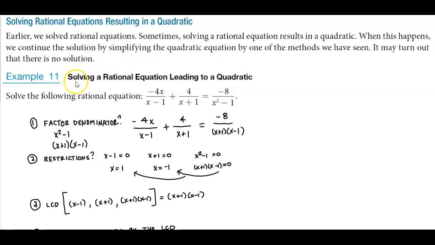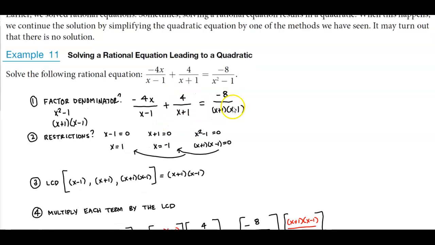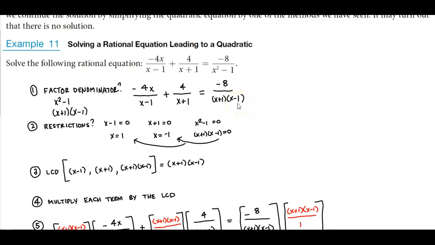For example number 11, we're solving a rational equation leading to a quadratic. Solve the following rational equation: negative 4x over x minus 1 plus 4 over x plus 1 is equal to negative 8 over x squared minus 1. First, we want to factor the denominator, which is x squared minus 1, to get x plus 1 times x minus 1. So we rewrite this equation as negative 4x over x minus 1 plus 4 over x plus 1 is equal to negative 8 over x plus 1 times x minus 1.